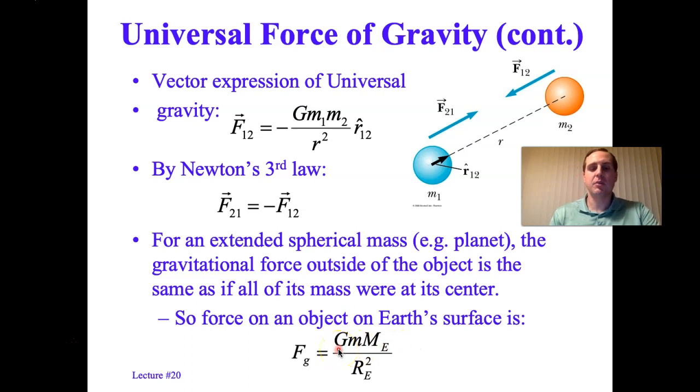Because if you plug in 6.67 times 10 to the minus 11 newton meter squared per kilogram squared for capital G, 1 kilogram for the little mass of the apple, 5.98 times 10 to the 24th kilograms for the mass of the Earth, and then the radius of the Earth, which should be in meters, 6.371 times 10 to the 6th meters, and you square it, when you work all that out, you should get about 9.8 newtons. That's the force on a 1 kilogram mass. Okay, so you get the idea.